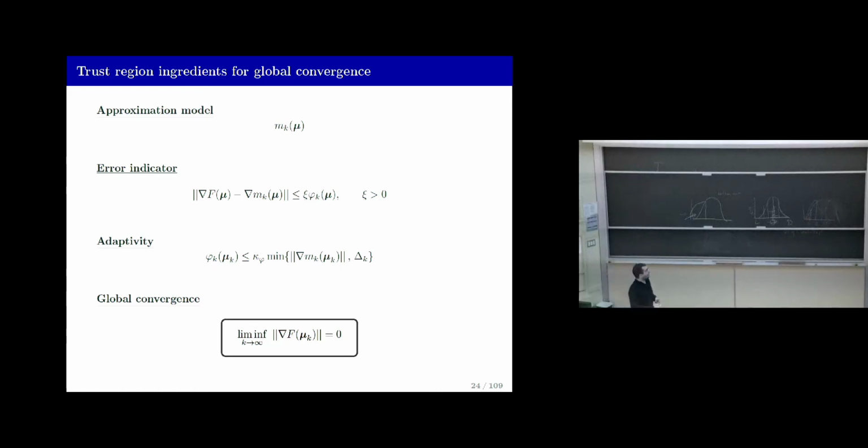Once we have this approximation model, we have to be able to refine our model until our error indicator drops below some bound. If you have those three things, you're going to have global convergence. And when I say global convergence, I mean we're going to converge to the solution of the original problem, not the model problem. That's what's critical here. I don't care about the solution of minimize m. I'm only using that to get me to the minimum of f. So that's what's really important here.